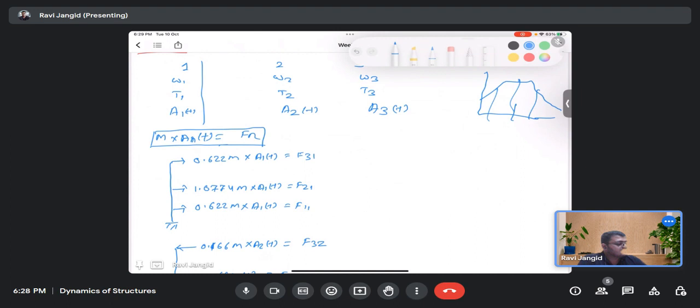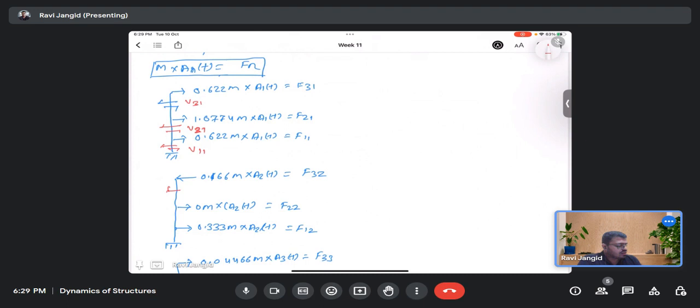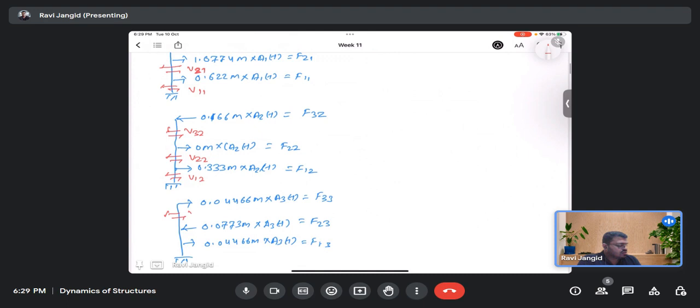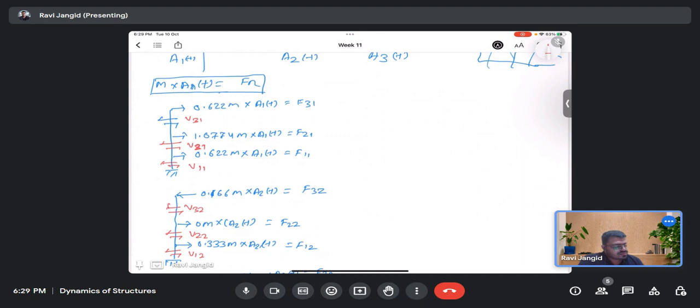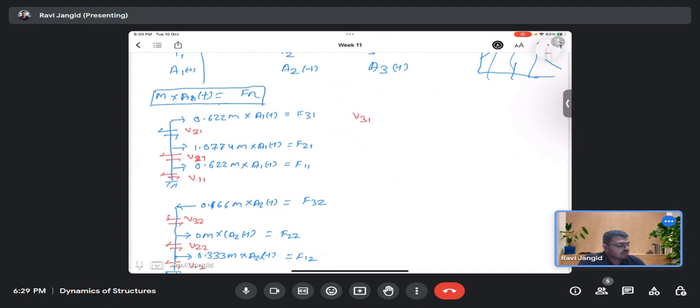So for the shear force, that would be V31, V21, and V11. Similarly here V32, V22, V12. Similarly V33, V23, V13. So if you find out V31, how much would it be? 0.622 m A1T. V21, if you find out, then it is the summation of F21 plus F31.